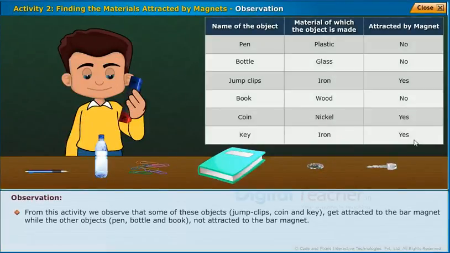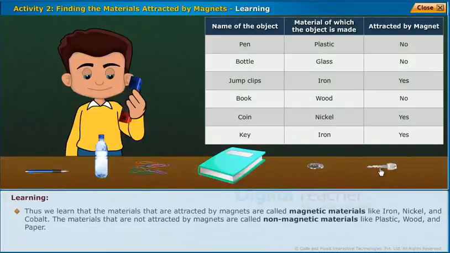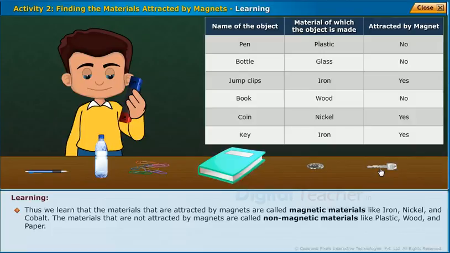From this activity, we observe that some of these objects like jump clips, coin and key get attracted to the bar magnet, while the other objects like pen, bottle and book are not attracted to the bar magnet. Thus, we learn that the materials that are attracted by magnets are called magnetic materials like iron, nickel and cobalt. The materials that are not attracted by magnets are called non-magnetic materials like plastic, wood and paper.